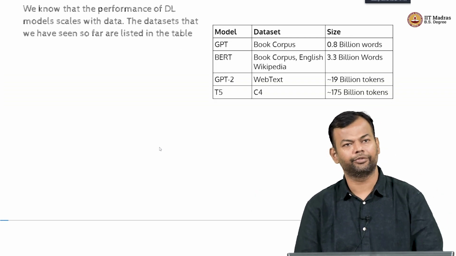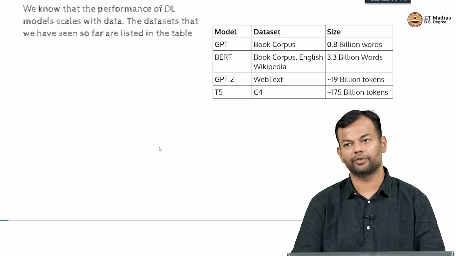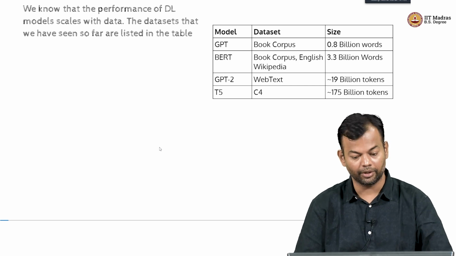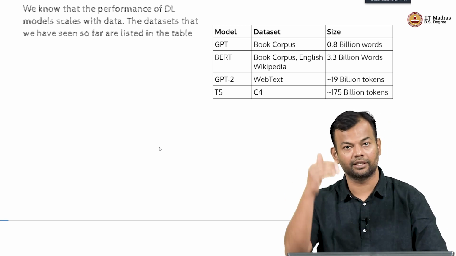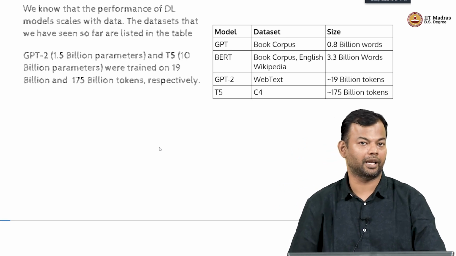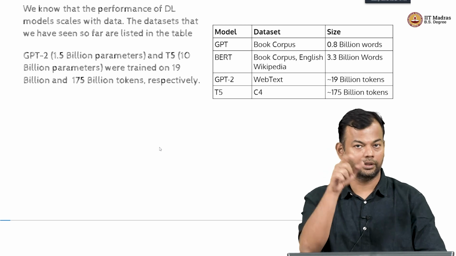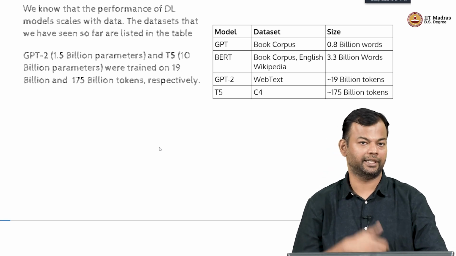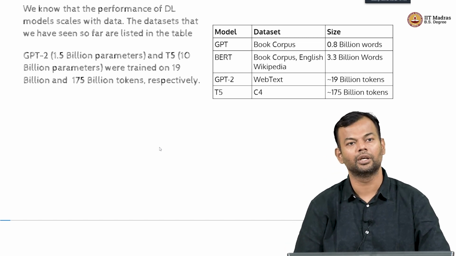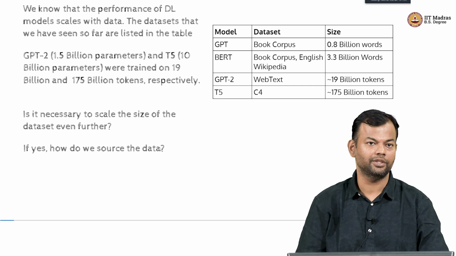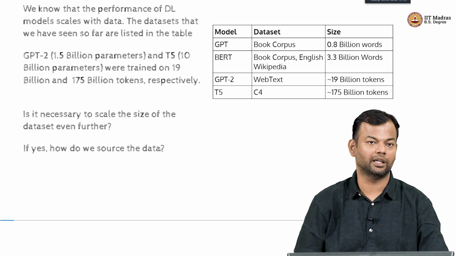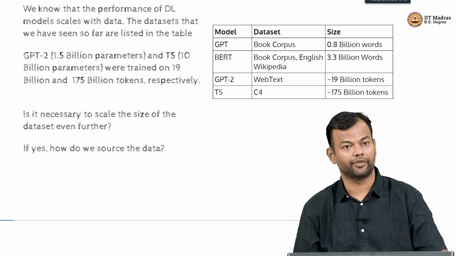So T5 roughly showed us that the performance of the model scales with data. If you have more data, then you'll be able to train better models, and so far, this is the amount of data that was used for training the models we have seen. GPT-2, a 1.5 billion parameter model, was trained on 19 billion tokens, and T5, which had several sizes, one of them being 10 billion parameters, was trained on 175 billion tokens. So now the question is: is it necessary to scale the size of the data even further, and then perhaps scale the size of the model also?